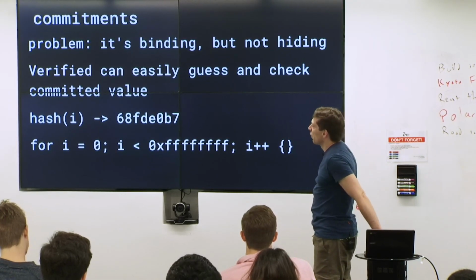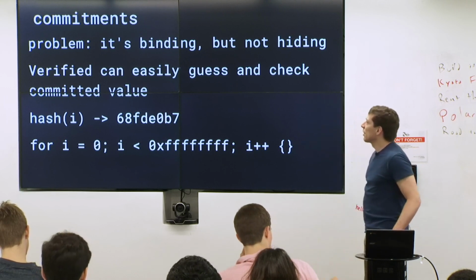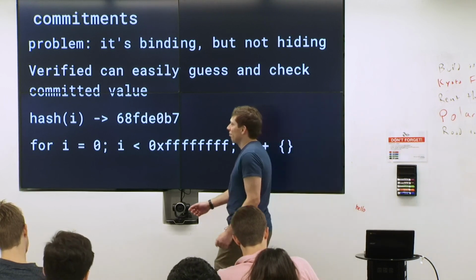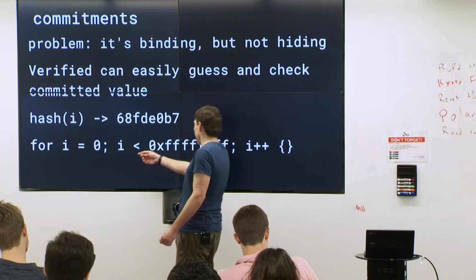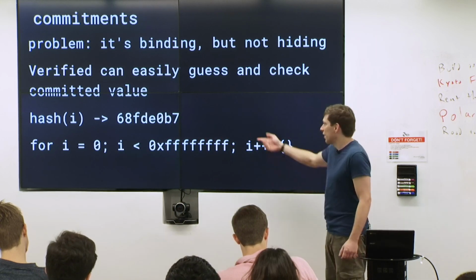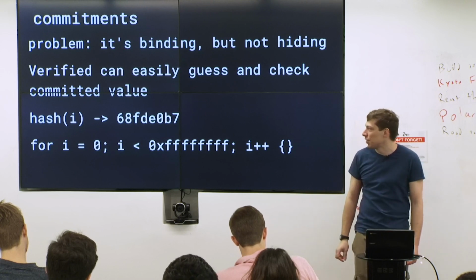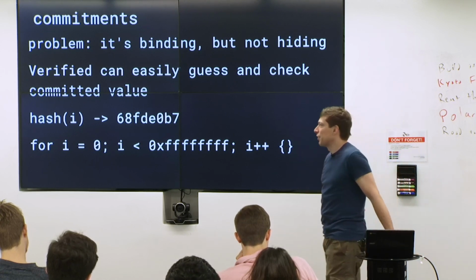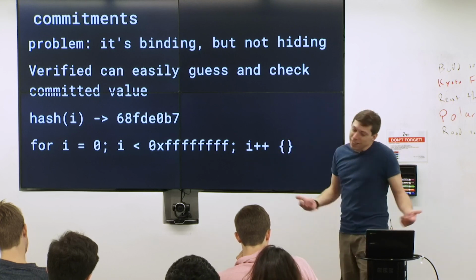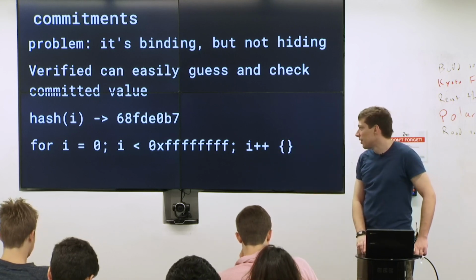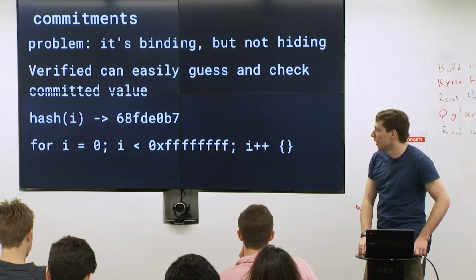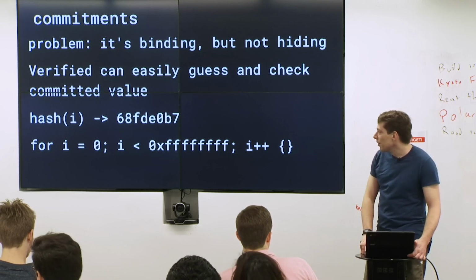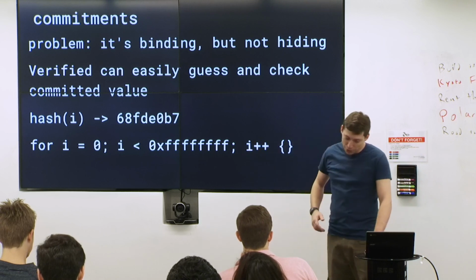So the verifier can easily guess and check the committed value, right? For i equals 0, just keep trying different i's and see if the hash matches 68FD. This will take very little time because 5 is going to happen pretty quick. And then everyone will know he's ordering 5 pizzas. Sounds like a decent party, but not really worth going out of my way to go to. If it was FFFFF pizzas, that would be something else.